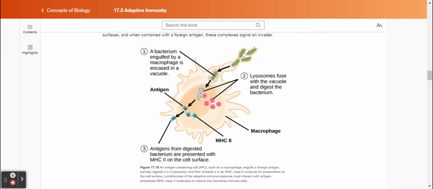Figure 17.15. An antigen-presenting cell, an APC, such as a macrophage, engulfs a foreign antigen, partially digests it in a lysosome, and then embeds it in an MHC class II molecule for presentation at the cell surface. Lymphocytes of the adaptive immune response must interact with antigen-embedded MHC class II molecules to mature into functional immune cells.